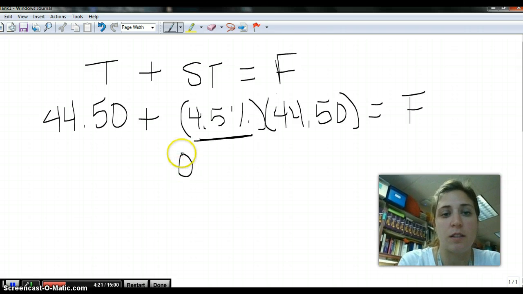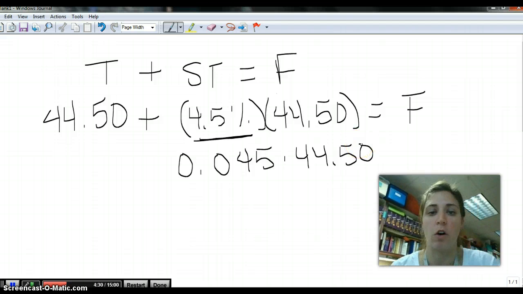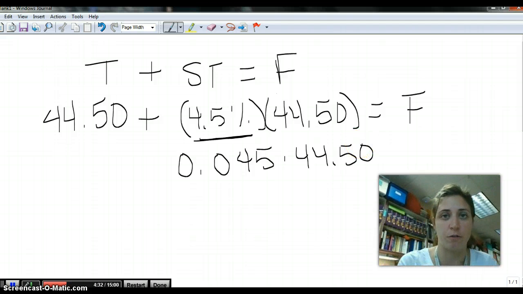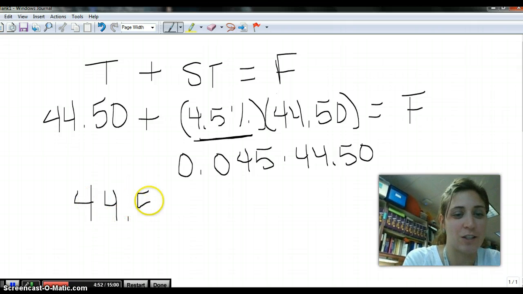So it's going to be 0. So I divide that by 100, and I get 0.045. And I multiply that by 44.50. So 4.5% of $44.50. And I'm going to use my calculator to do that. 0.045. And I get $2, and then it's like 25 10,000ths of a penny.